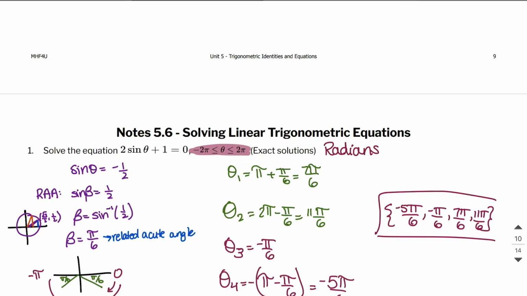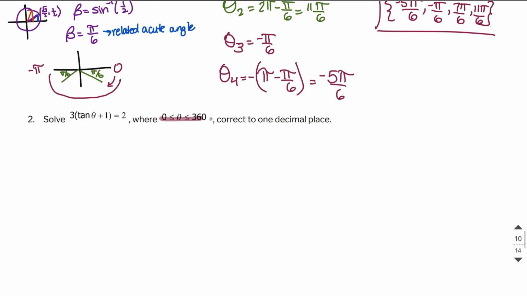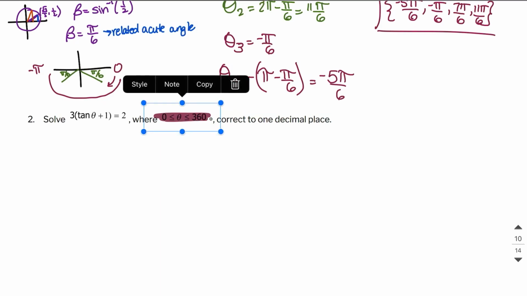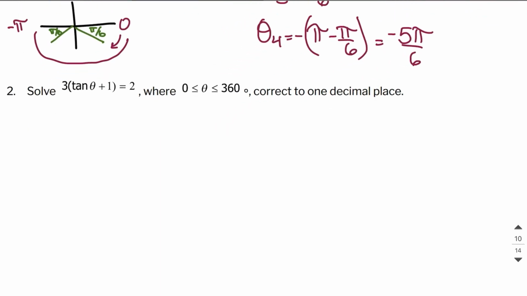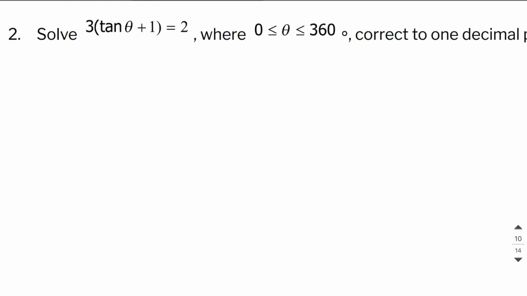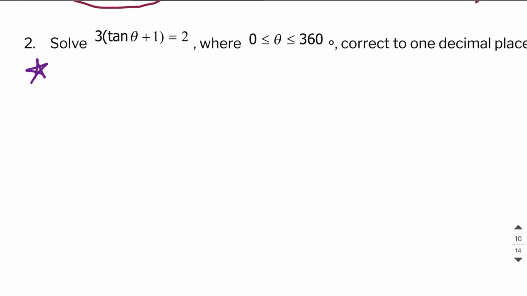If you notice our next one that we're going to look at right here, this is in degrees. So our solution is going to need to be in degrees. Okay. So I'm going to do the same thing. I'm going to isolate tangent this time. But before we do that, I just want to write a quick reminder that tangent of theta is equal to sine of theta over cosine of theta.